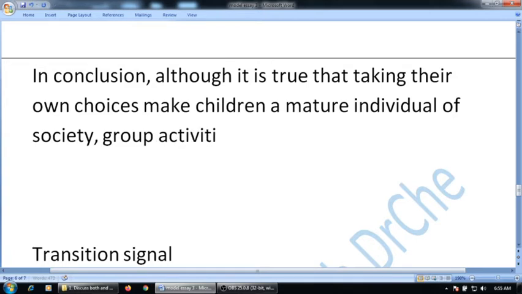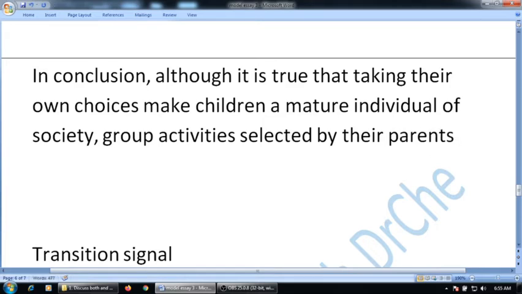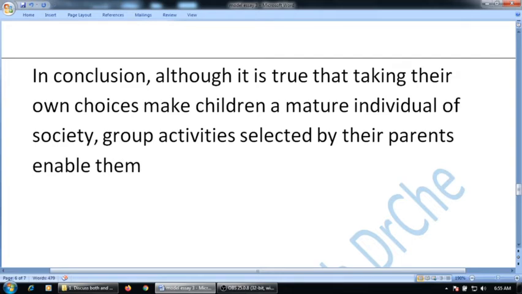Group activities selected by their parents enable them to become healthy. Group activities selected by their parents enable them to become healthy, physically and mentally fit, so it is equal to become healthy. Now I am going to give my own opinion.